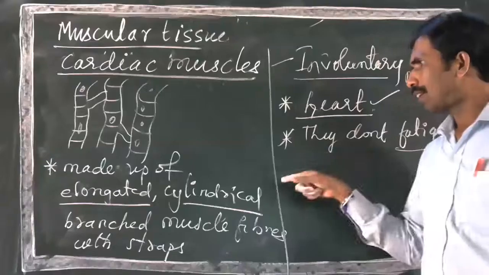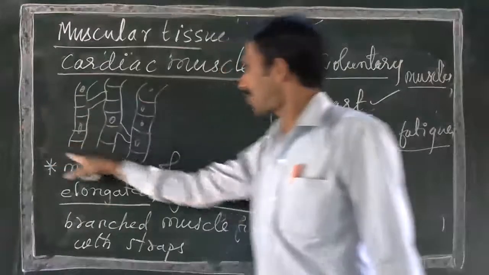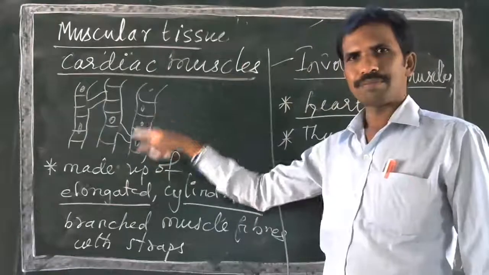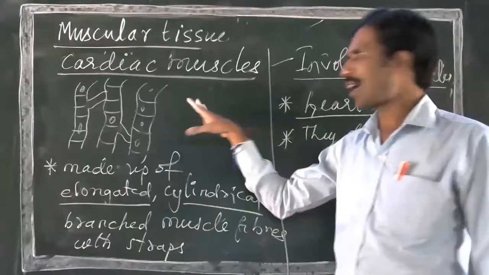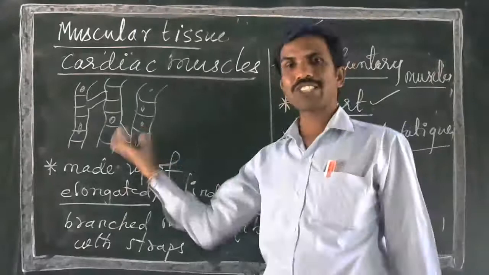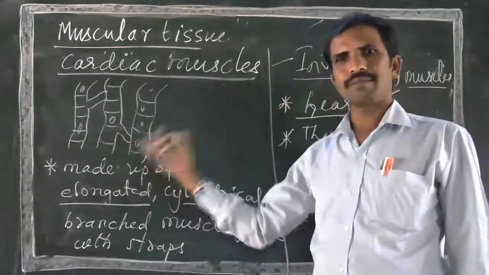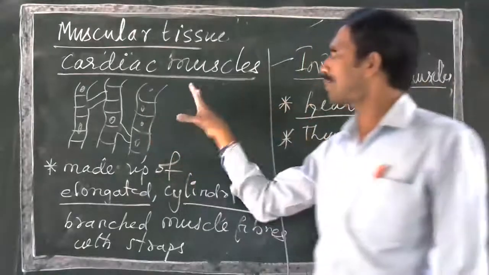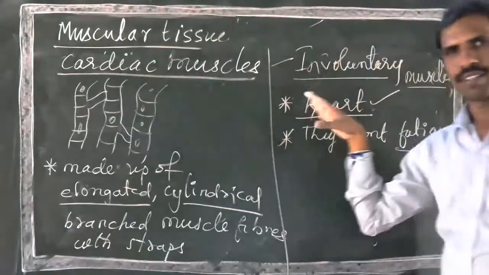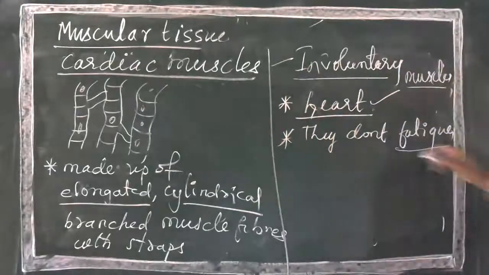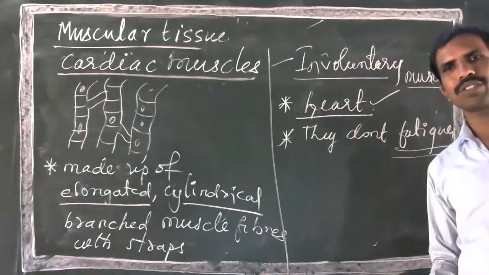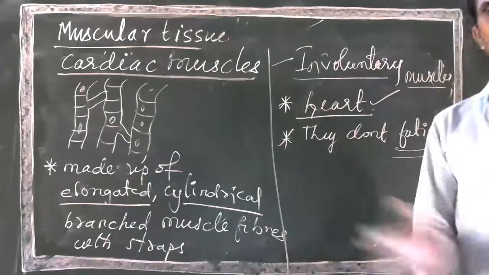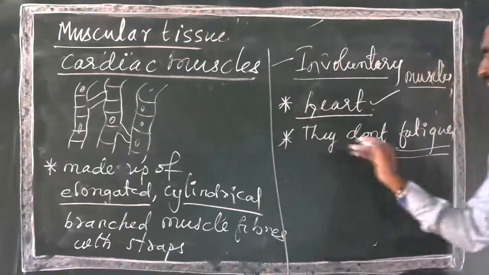Why? Because this is the characteristic nature of the fiber or muscle cell. It is branched and does not fatigue, because it produces extra energy. So that's the beauty of this heart muscle. It does not fatigue, it never retires or takes a rest. If it takes a rest, you are going to a permanent rest. Like that, that muscle is.